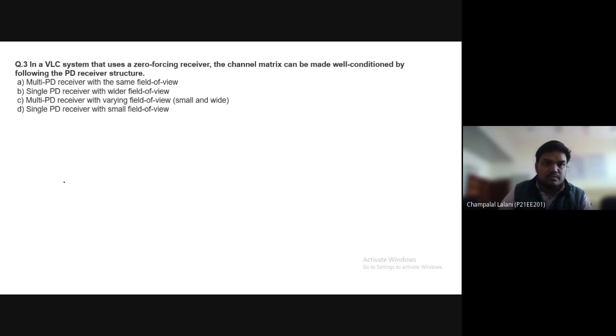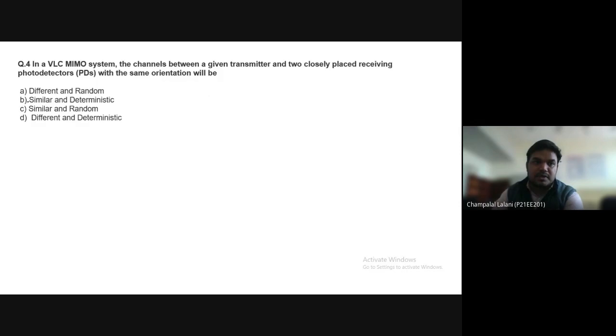Does anyone have the answer to this question? Single photodiode receiver with wider field of view. Obviously, as taught in the class, multiple receivers will improve the performance of the VLC system, so you can say multiple photodetectors. Now, depending on the conditioning, if you vary the field of view, it will improve your performance. From here, you can get this answer. If you have taken the classes by Anand sir, you can easily answer this question in the C part only.